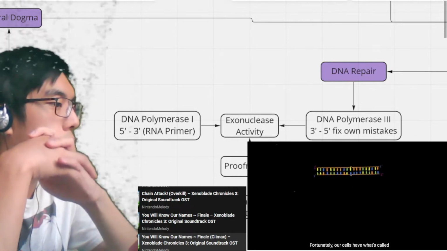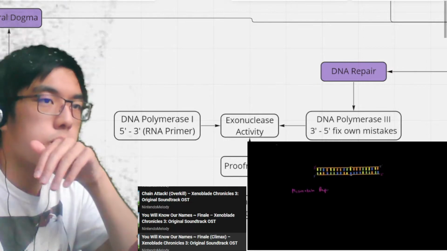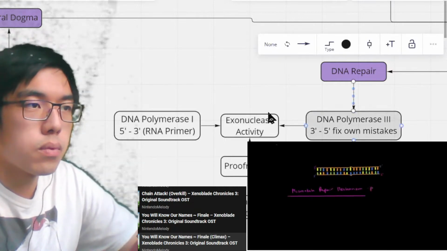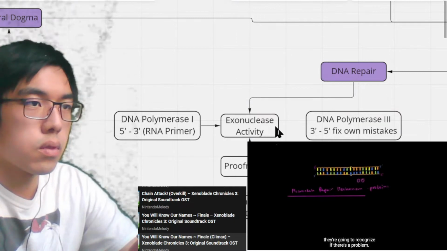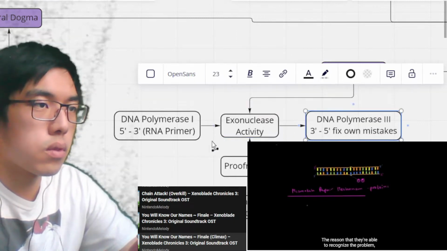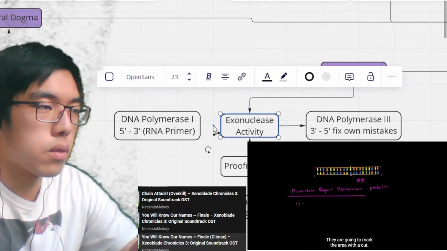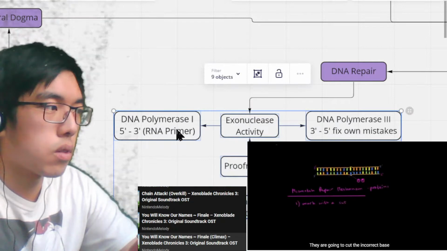Fortunately, our cells have what's called the mismatch repair mechanism. And the mismatch repair mechanism is composed of a number of proteins. The first thing these proteins are going to do is recognize if there's a problem. And the reason that they're able to recognize the problem is that when you have a mismatch in DNA, it tends to distort the sugar backbone a little bit. And they're going to mark the area with a cut. So they're going to cut the incorrect base, or mark it with a cut.